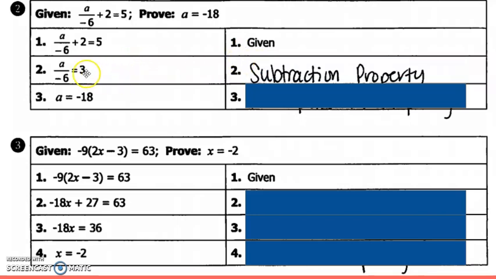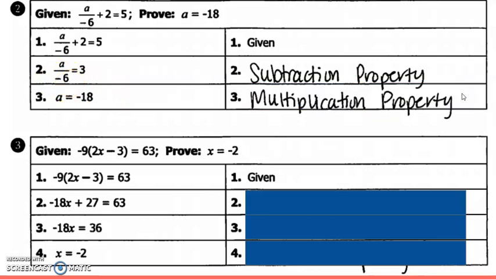To figure out what I did from step 2 to step 3, they got rid of my -6 on the bottom, and they did that by multiplying both sides. So we're using our multiplication property. Now you know that you're done when your proof statement is the very last line of your proof. So the first line is your given, and your very last line should be your proof statement.